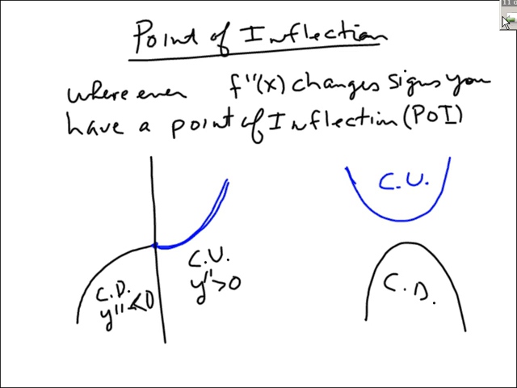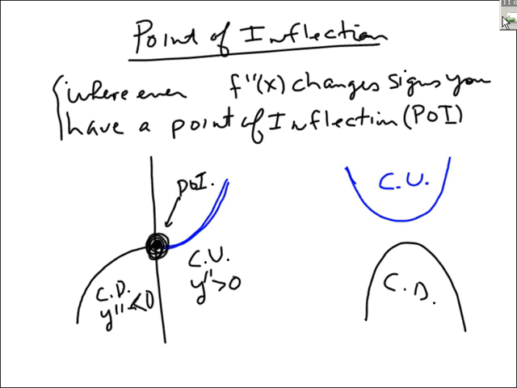But the definition of point of inflection says wherever f double prime changes signs. That is, if you go from negative to positive, you must have changed signs right here. Right there is your POI. That's your point of inflection.